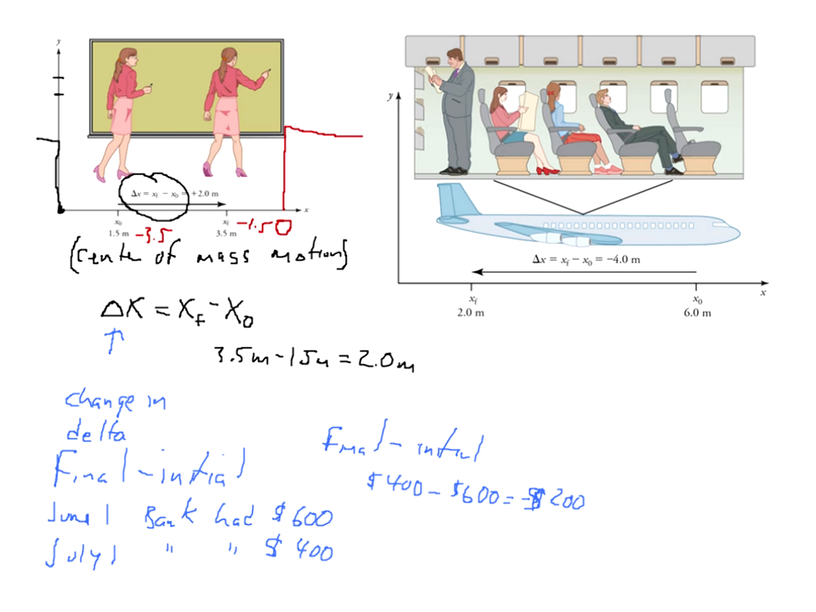So x final, so she still starts far to the left. She still starts to the left and then moves to the right. So final is, in this case, with the red numbers, minus 1.5 meters. So the delta still means minus here. Minus negative 3.5.